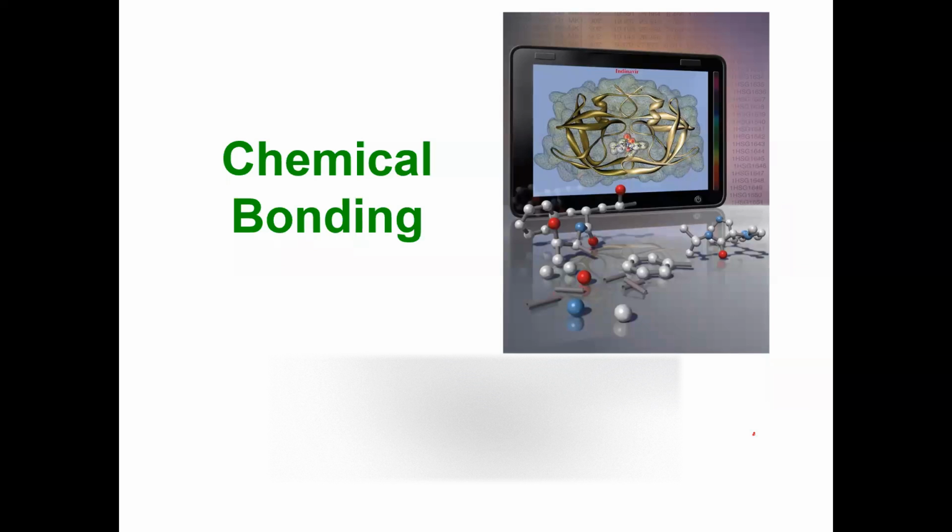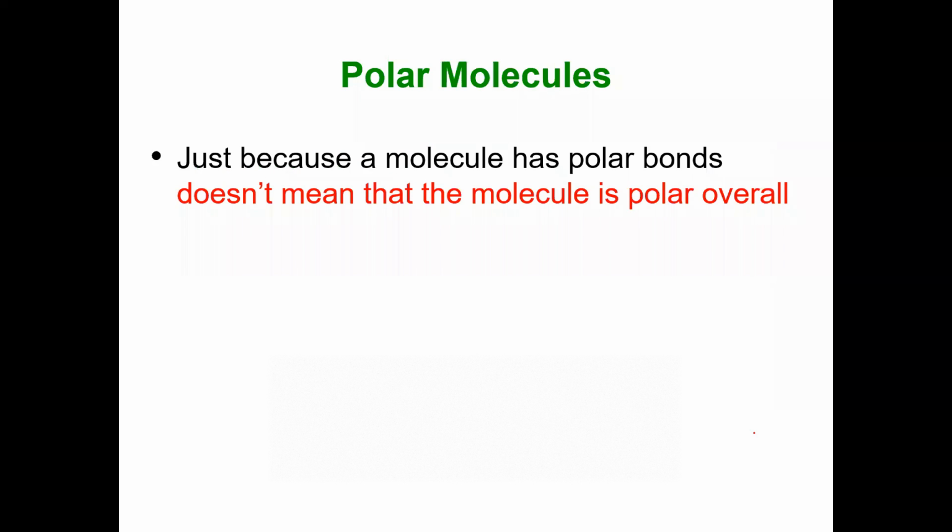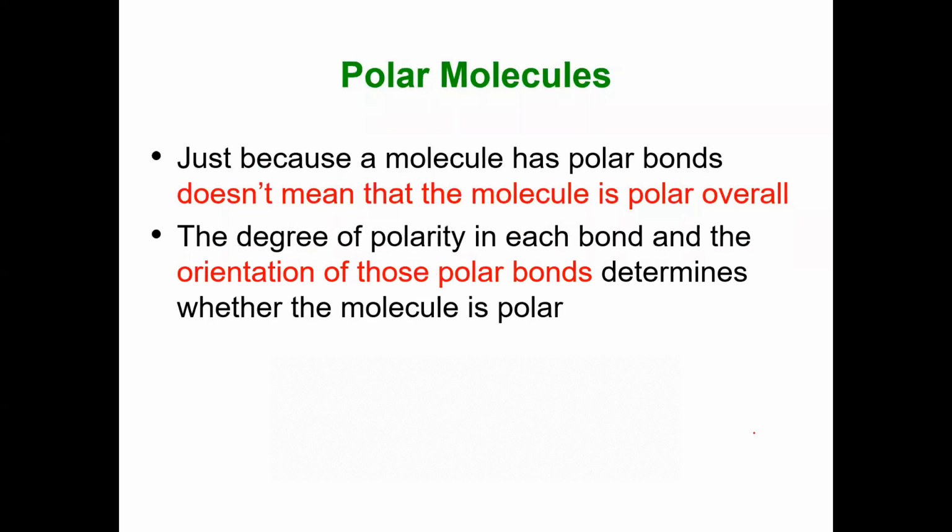Hi students. In this last video, now that we understand how to determine if a bond within a molecule is polar or nonpolar, we're going to take that understanding and apply it to the entire molecule. So we won't look at just the bonds, we'll look at the entire molecule and whether it's polar or not. Just because a molecule has polar bonds doesn't mean that the molecule itself is polar. The degree of polarity in each bond depends on whether or not the molecule's polar bonds cancel out.